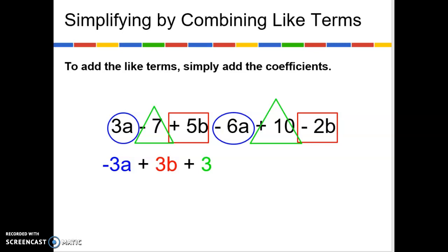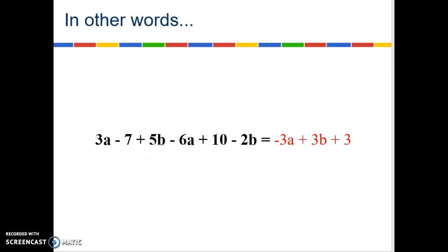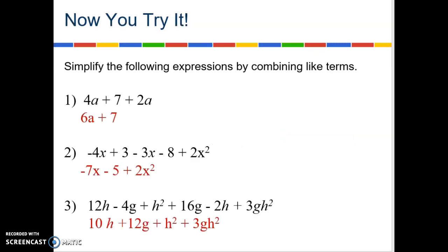And then the last part would be to combine the constants, which are like terms, and we have negative 7 plus 10, which gives me the positive 3. So in other words, when I combine like terms to simplify this algebraic expression, I am simply putting together the same variables. So I am putting together the a's and then the b's and then the numbers that have no variables. Now, I would like you to try 3 and see if you can match my answers.